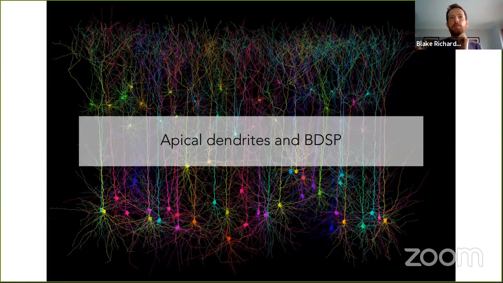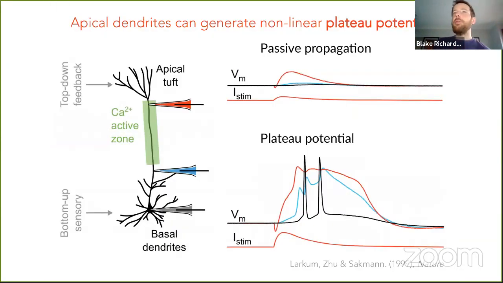Okay, now I'm going to move on to talking about the apical dendrites, because these end up becoming a key part of the story for this learning rule. The reason they're a key part is because of the nonlinear properties of apical dendrites. This is a slide that I use in many, many talks.